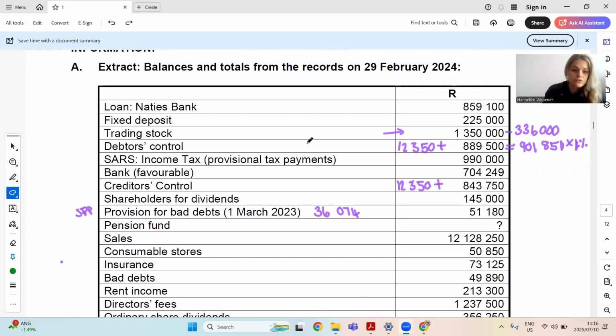First of all, the important thing here is to note what goes into my SFP, and that is all of my balance sheet section accounts. Okay, so only balance sheet.